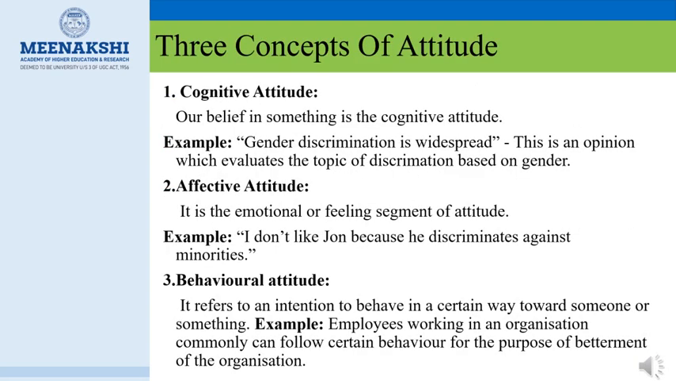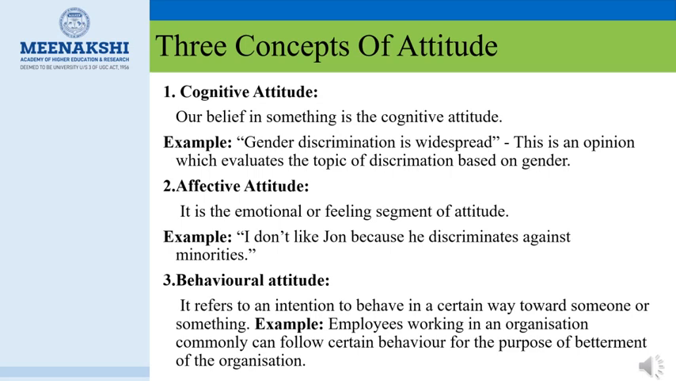Let's see about three concepts of attitude. First one is cognitive attitude, second one is affective attitude, and third one is behavioral attitude. What is cognitive attitude? So we have some belief in something, right? That is called a cognitive attitude. Example, gender discrimination. Actually, gender discrimination is widespread. This is an opinion which evaluates the topic of discrimination based on gender.